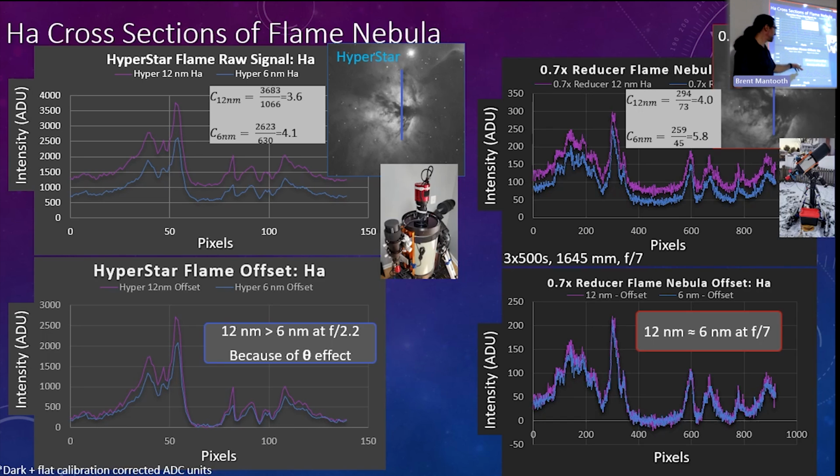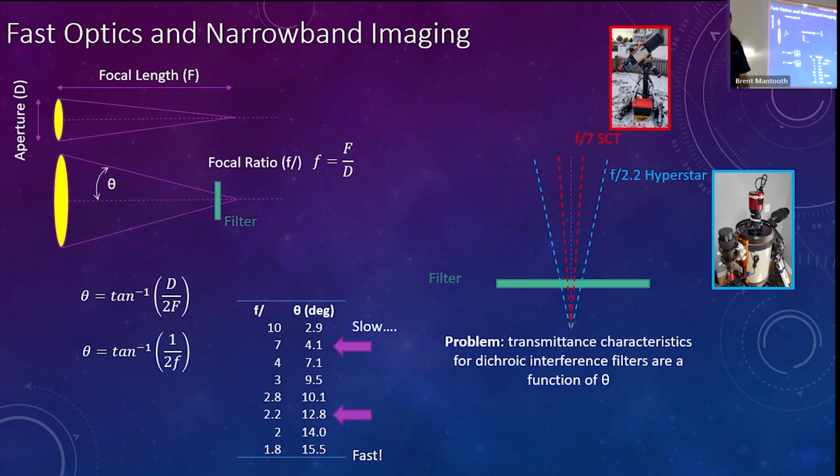And it's something called blue shift from the angle of incidence. And this is where you need to understand how the filters work. So when we talk about focal length, that's the distance where the light is going to converge. The other thing we care about is the aperture, D. And if you take the focal ratio, which is the focal length divided by the aperture in millimeters, that gives you your f-stop. From f-stop, you can calculate that angle, theta. And as you change the f-stop, you're changing the angle that light is coming at your filter.